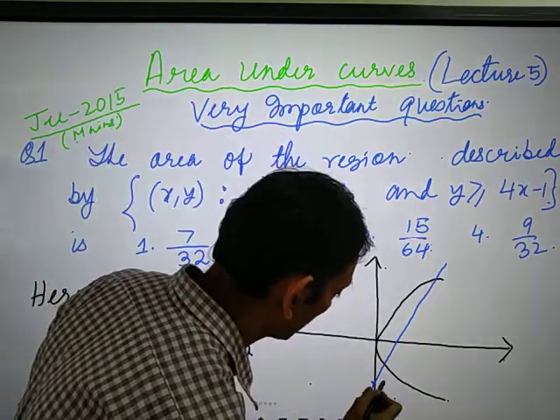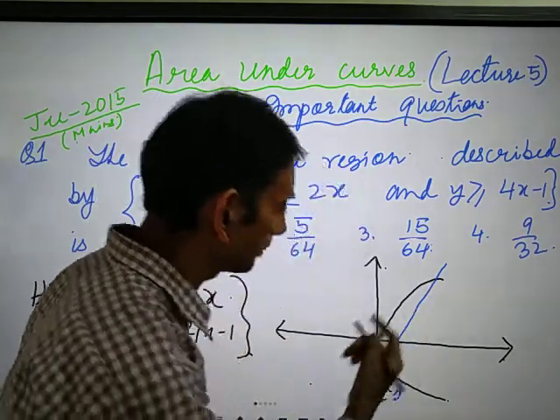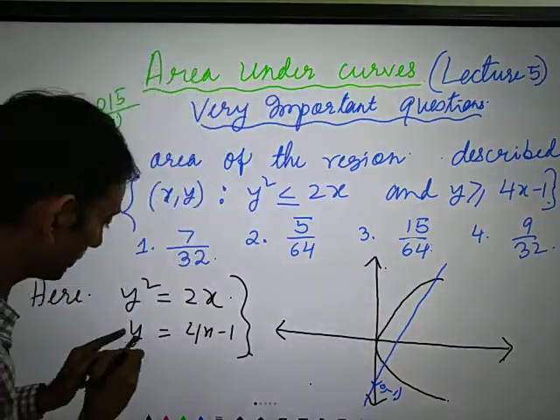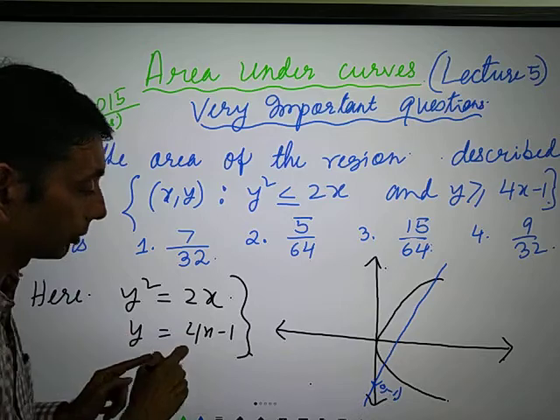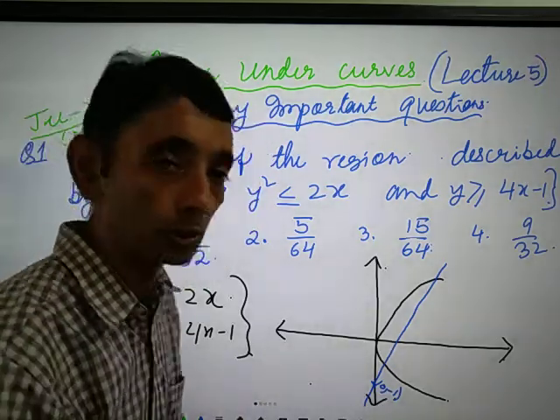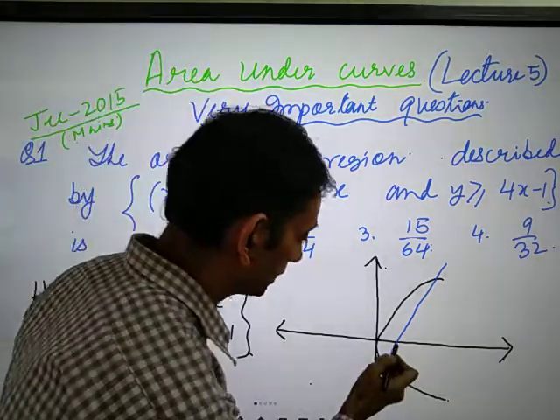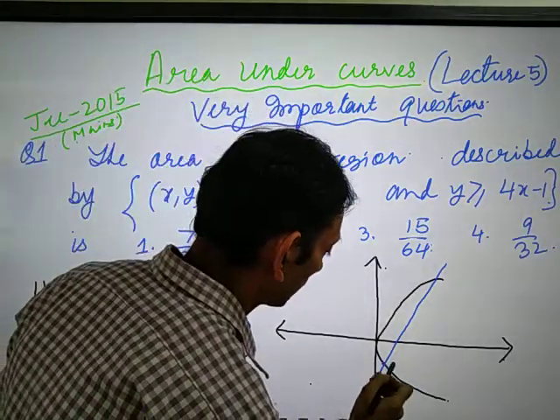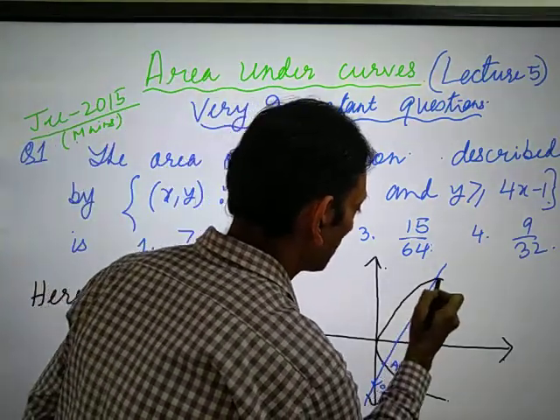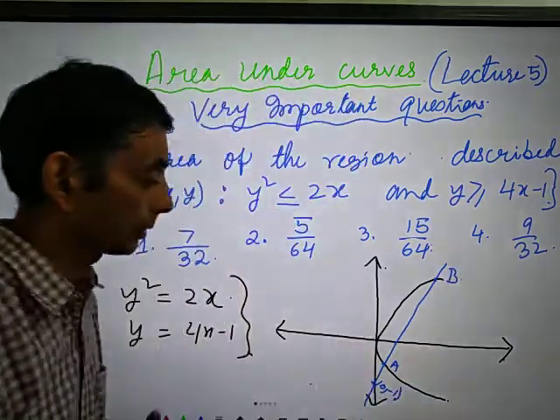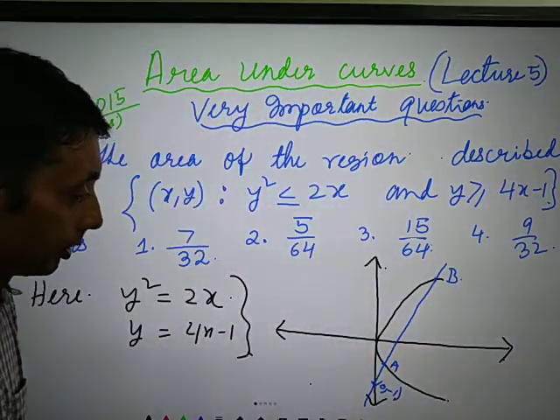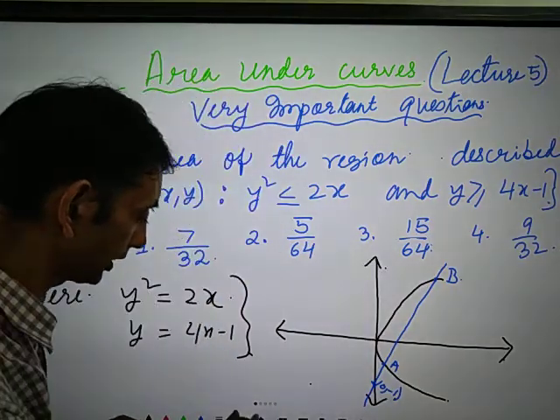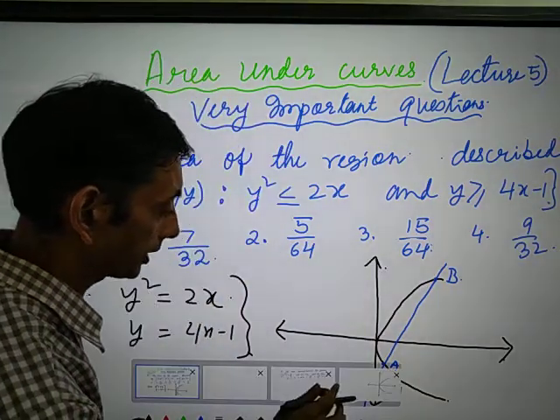So this coordinate will be (0, minus 1). Similarly, you can find a point on the x-axis. If you substitute y equal to 0, 4x equal to 1, that gives us x is equal to 1 by 4, so the point is (1/4, 0). Now what is important is that we need to find point A and point B, that is, the points of intersection between the parabola and the line. So let us solve this to get the points of intersection.